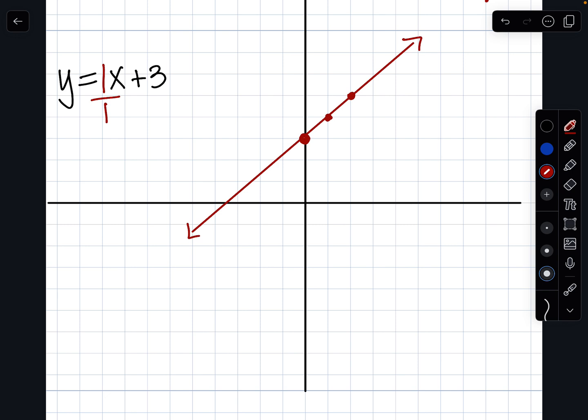Okay. Don't you guys think this is a lot easier to graph than doing the ordered pairs and plugging them in? Yes, no, you don't really care. Makes sense.